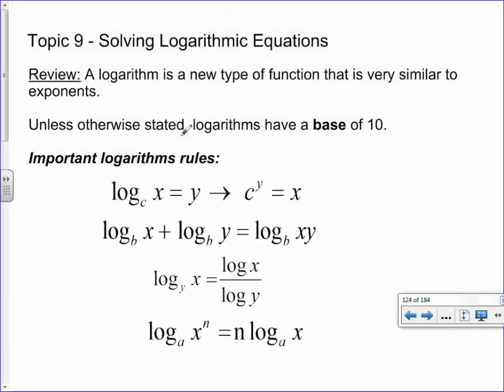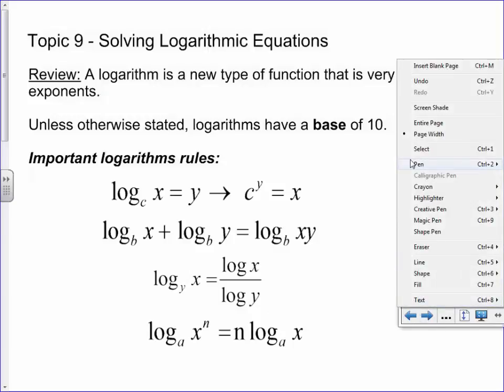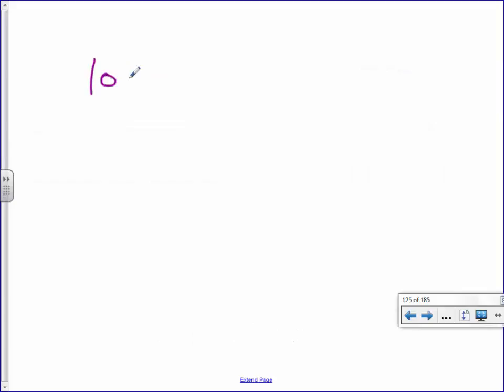Let's start with my review slide here. A logarithm is a new type of function, but it's very similar to exponents. There's a lot of similarities between the two. Actually, before I even get to the slide, let me do one more recap, because I want to make sure everyone's on the same page. If I asked you for the log of 100, hopefully you'd be able to tell me the answer is 2, and the reason is that there are 2 zeros.